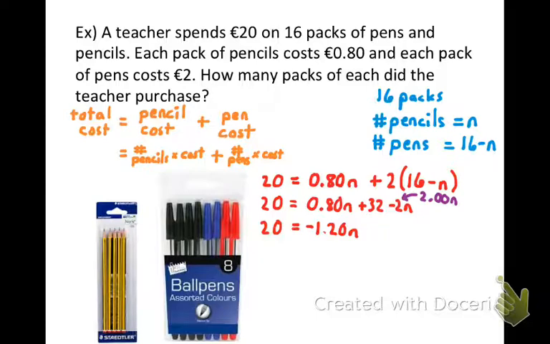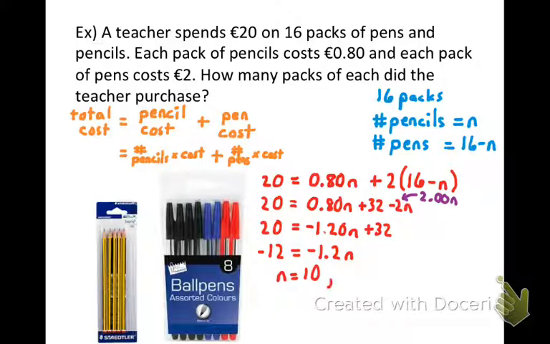Now what we're going to do is divide negative 1.2. Well, you know what? I forgot a term. That's why this is looking funny. I left off the 32. So let's add the 32 here. And then we have to subtract 32 from both sides to isolate our variable term. That'll give us negative 12 equals negative 1.2N. I'm just going to leave it at that. And I think you can tell that negative 1.2 will go into negative 12 10 times. And that tells us that we bought 10 packs of pencils.